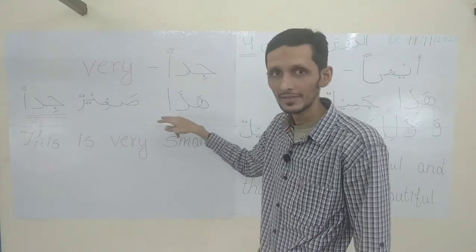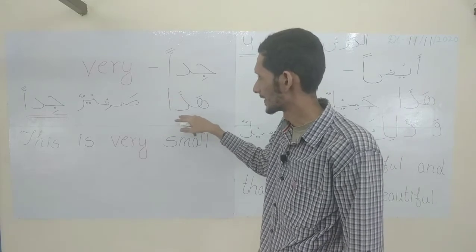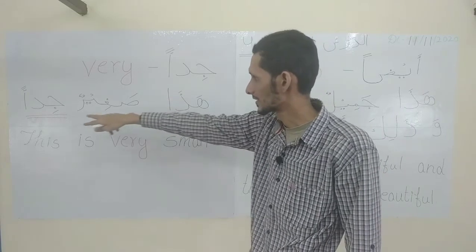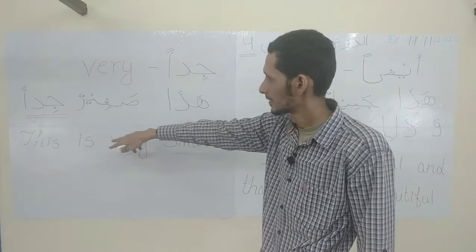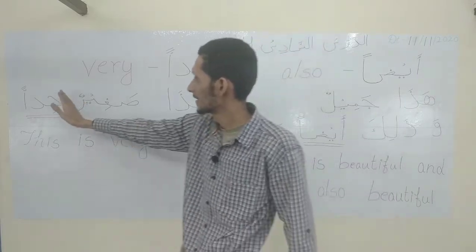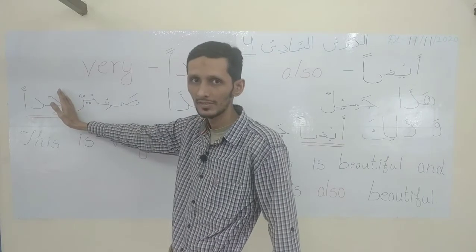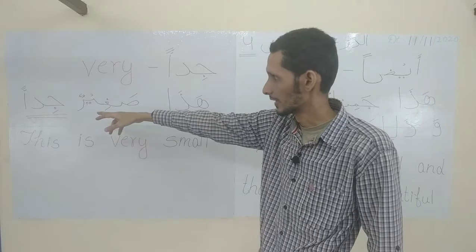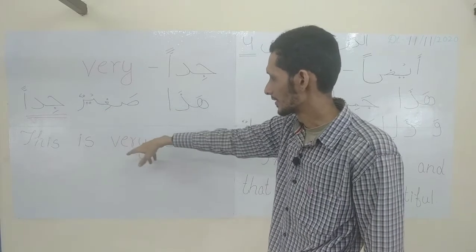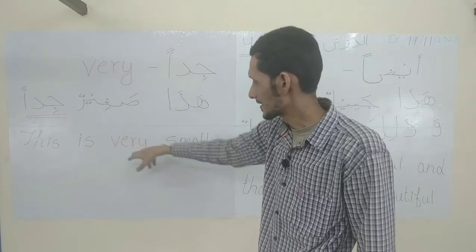جدا means very. Let's understand its meaning by using it in a sentence. هذا صغير جدا. This is very small. If we eliminate جدا, then it will become this is small. But after using the word jiddan, the sentence becomes this is very small.